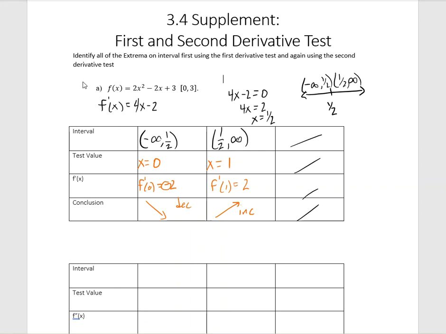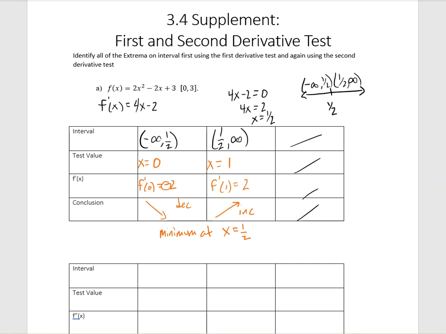And that jibes with what we know about squares, right? A square, it's a parabola. Leading coefficient is positive. We know it's opening up, so it decreases and it increases. This happens to be the vertex. And so we know that we have a minimum at x equals 1/2. Okay, so that's what the first derivative tells us.